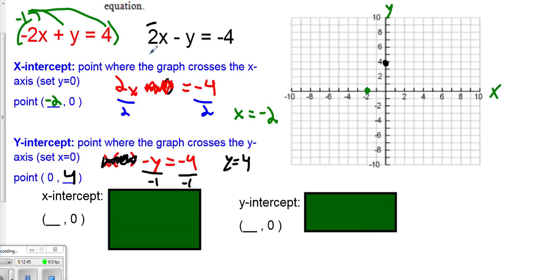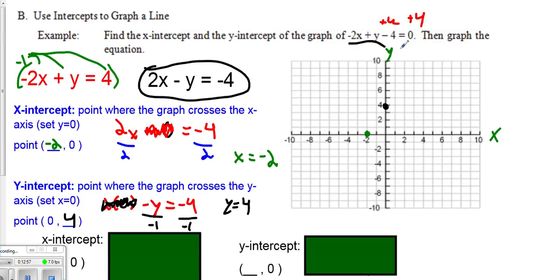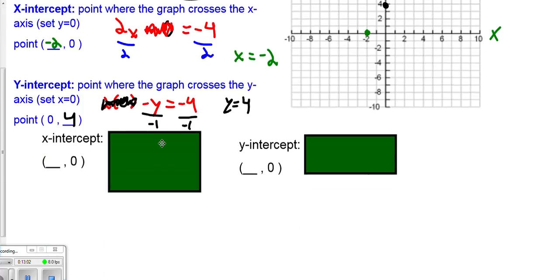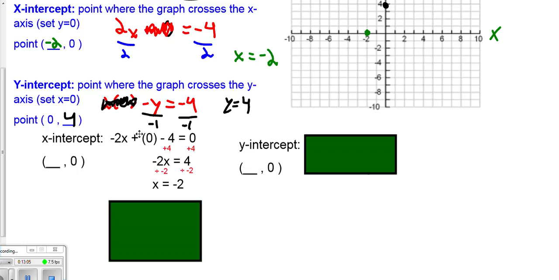Now, if we didn't change it to standard form first, which sometimes might be easier because from this form, you're just plugging in zeros here and here and then solving really quick. You can also solve it using this one without changing it, just still plugging in the zeros. So that would look like this. Take negative 2x plus 0 and then minus 4 equals 0. We don't need the 0, so we add 4 to both sides. Negative 2x equals 4. Divide by negative 2 on both sides, and we get x equals negative 2. Just like we got up here.